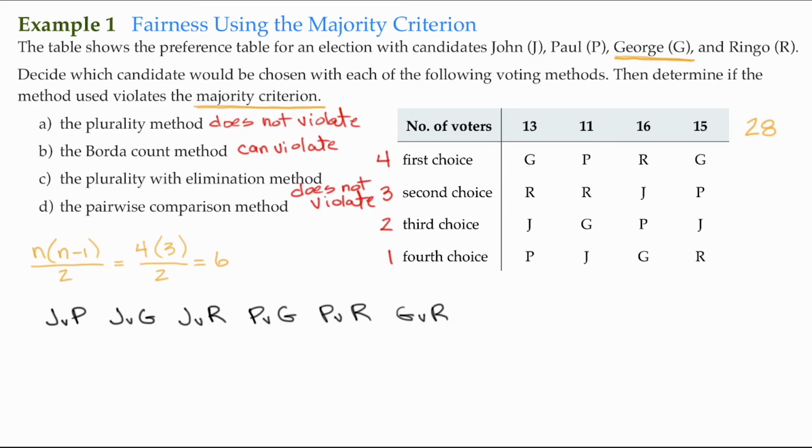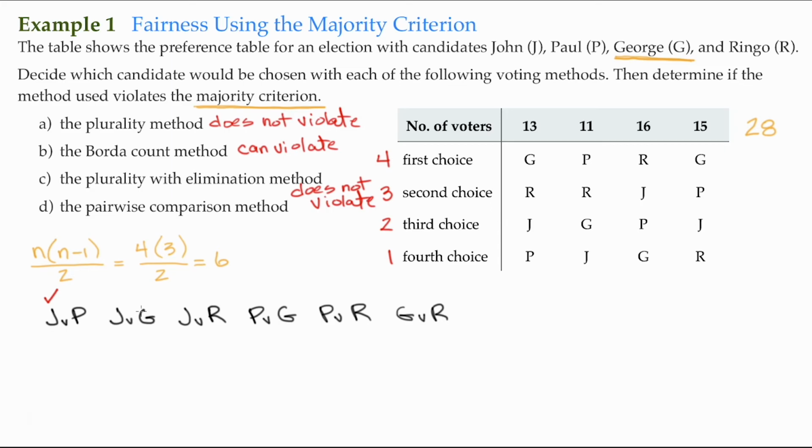And if you recall, whoever is ranked higher than the other candidate is awarded a point. So we can see John and Paul. John is higher than Paul here, so he gets 13. And John is higher than Paul here, so that's 16. 16 and 13, that's 29. So John actually wins here. So I'll just put a check mark there.